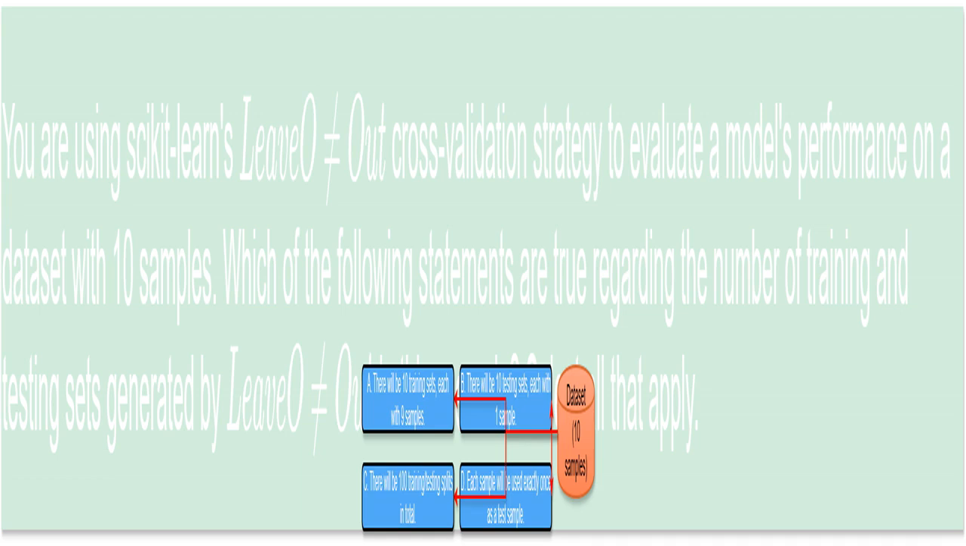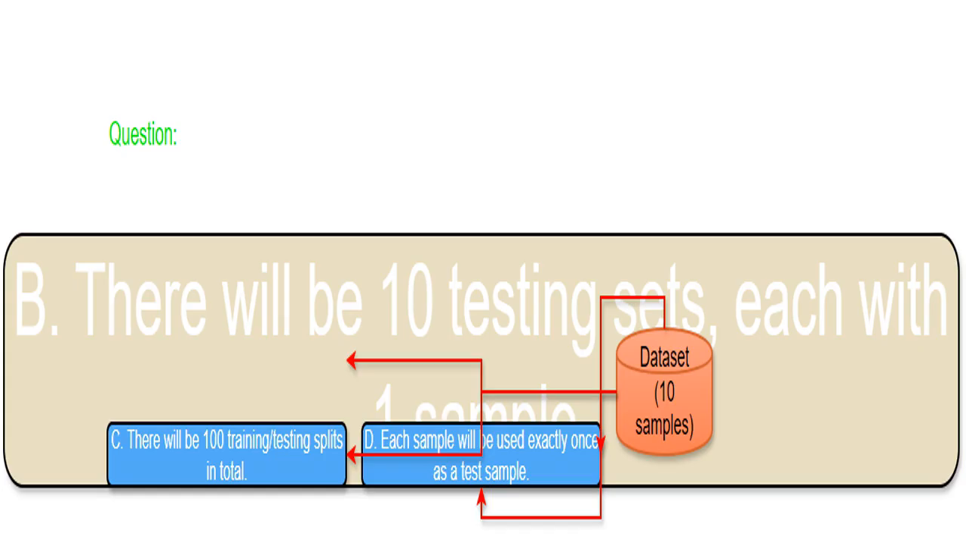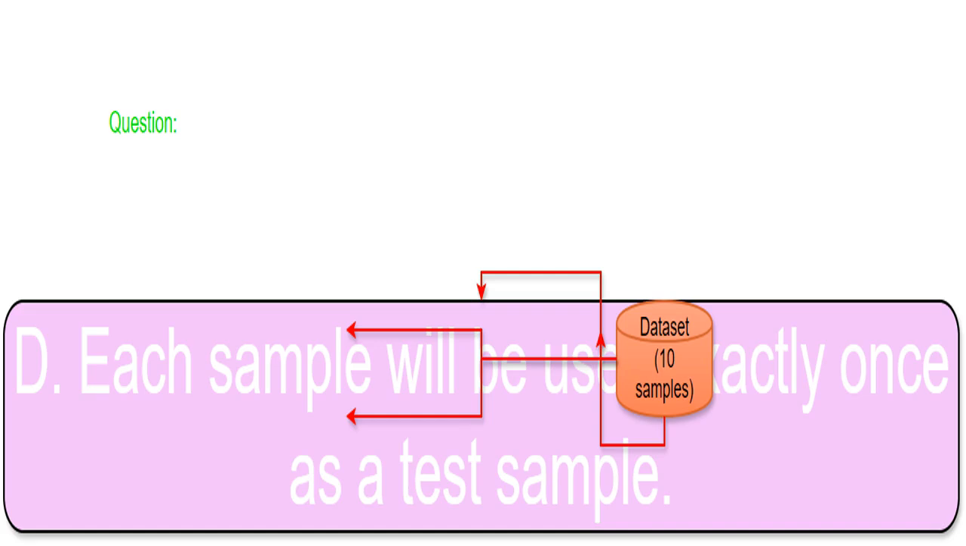Think of it like this. I have 10 students, and each time, I let one student sit out for a test while the other 9 are the training group. Since I have 10 samples in total and each is used exactly once as a test sample using LeaveOneOut, there are 10 testing sets, and each contains only a single data point. This is a direct consequence of using LeaveOneOut. This is the defining characteristic of LeaveOneOut. Each of my 10 samples gets its turn as the test sample, and it's only used once. That's the beauty of LeaveOneOut.